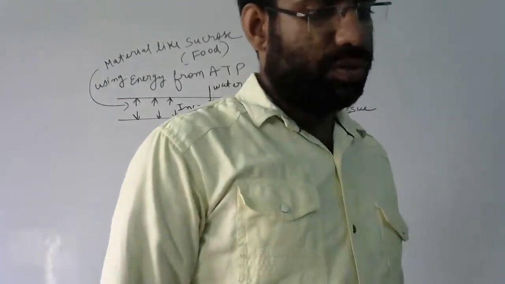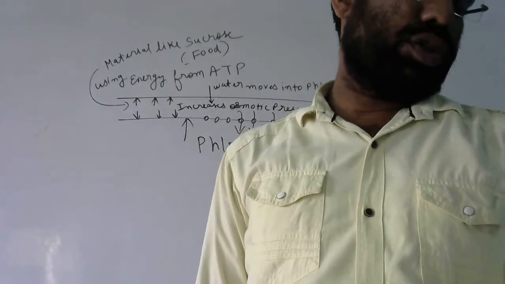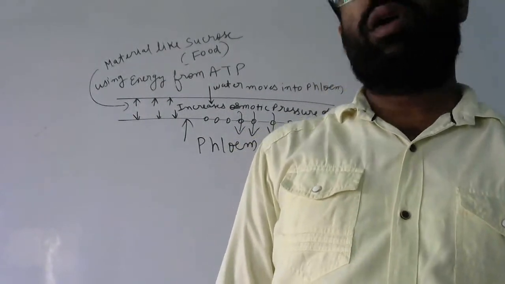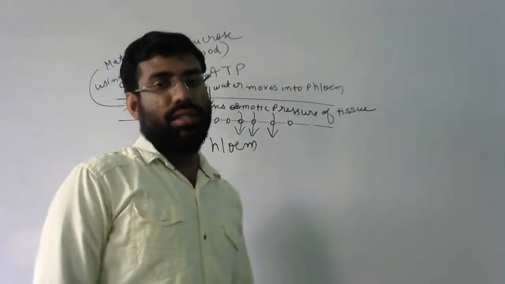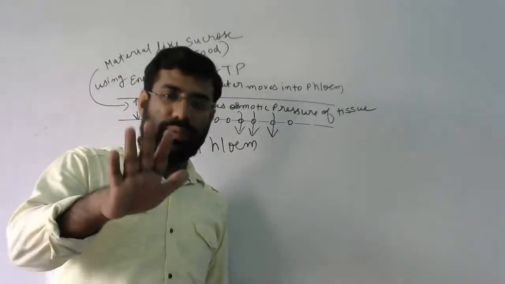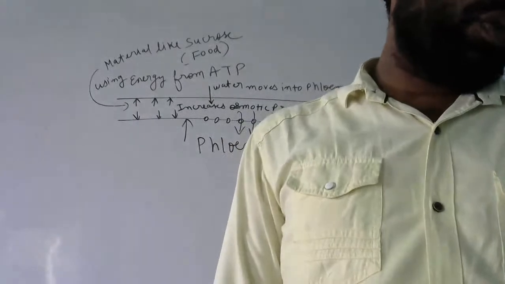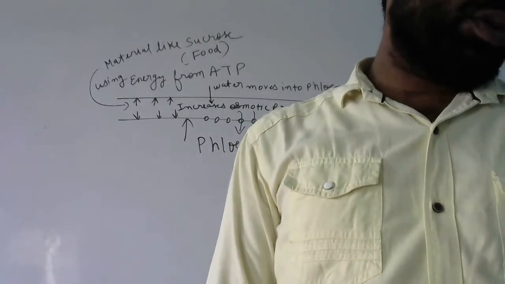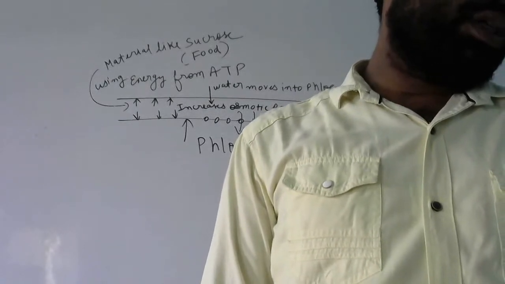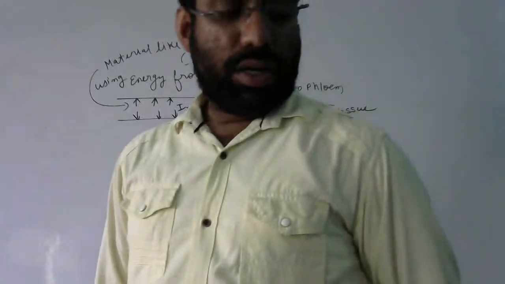This pressure moves materials in the phloem to tissues which have less pressure. This allows the phloem to move material according to plant needs. Wherever the pressure is less at that particular point, food will be transferred. For example, in the spring, the sugar stored in the root or stem is transported to the buds.